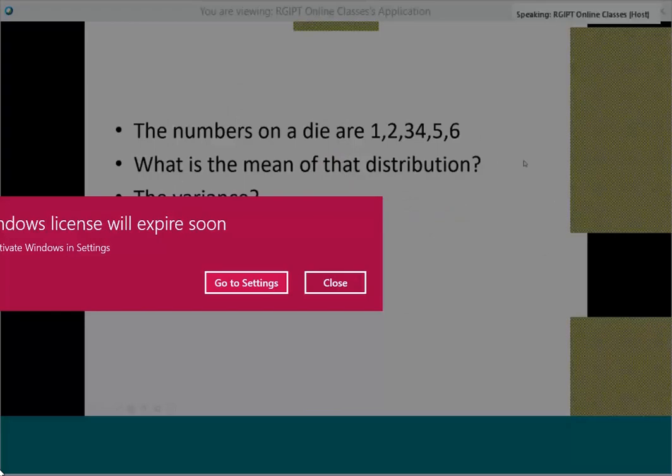I have a question. Okay, that's fine. The numbers on a die are 1, 2, 3, 4, 5, 6. What is the mean of that distribution and the variance?